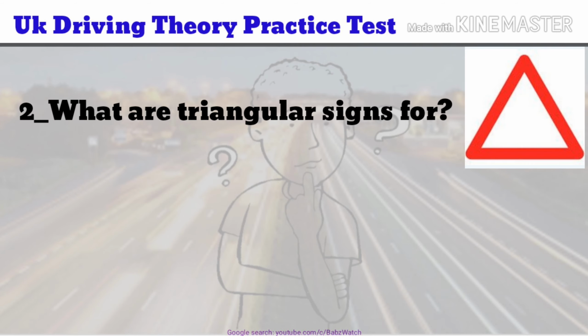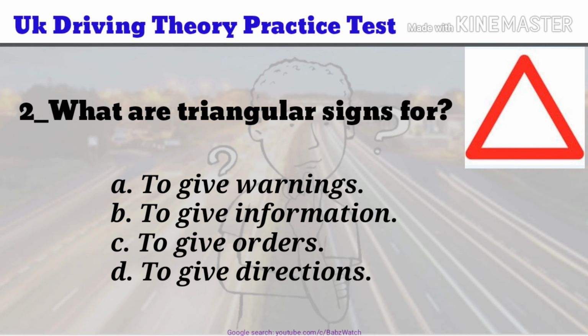UK driving theory practice test question 2 of 50. What are triangular signs for? A. To give warnings. B. To give information. C. To give orders. D. To give directions. The correct answer is A.